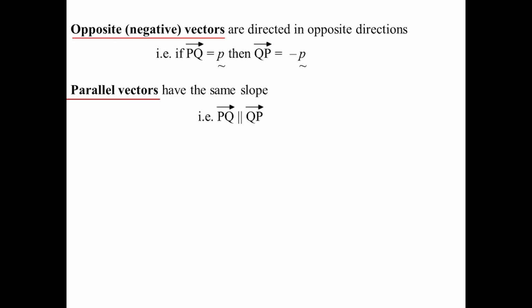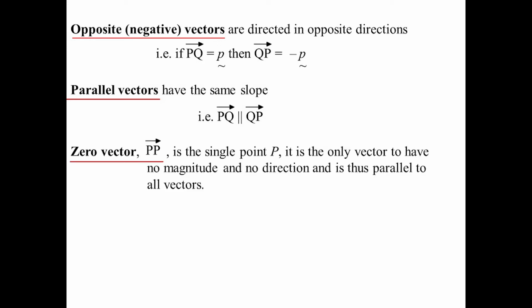Parallel vectors, well, they're going to have the same slope. I mean, there's no difference to coordinate geometry there. Lines that are parallel have the same slope or same direction. So those two vectors I talked about before, PQ and QP, they would be parallel to each other.